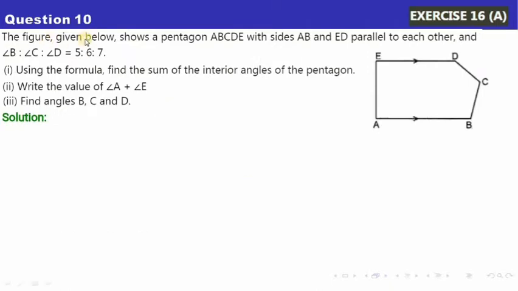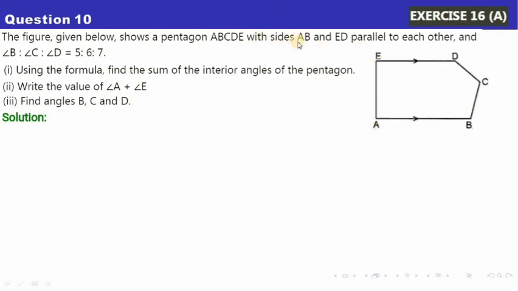Now let's have question number 10. In question 10, there is a figure given to you. Let's observe this figure carefully. The figure given below shows a pentagon A, B, C, D, E. Remember, they have to be in order. So A, B, C, D, E. You have to follow that pattern.